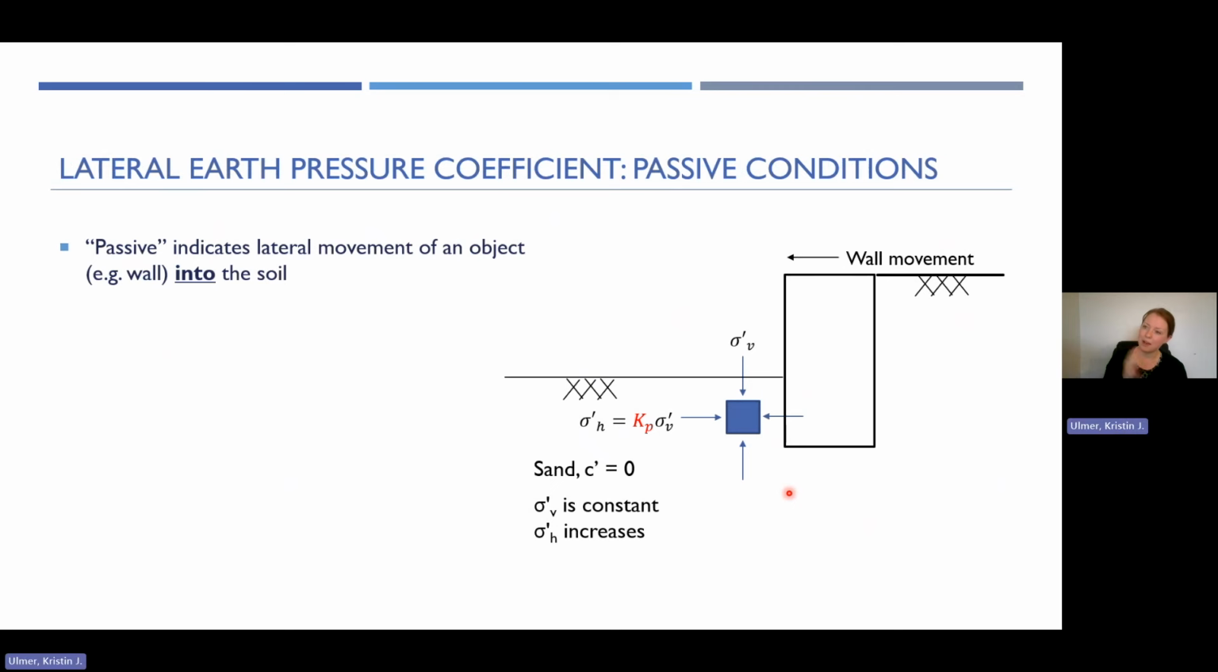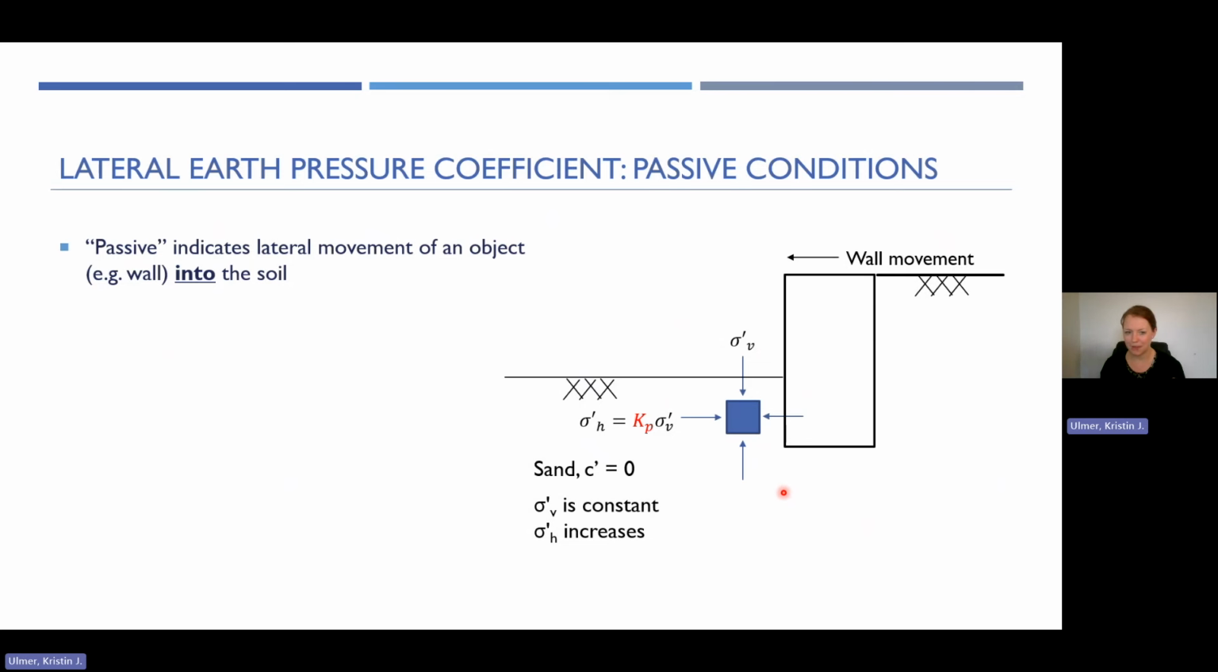So we talked about at rest and active conditions. And I mentioned a third condition. This is passive conditions. Passive indicates lateral movement of an object, like a wall, into the soil. So we talked about no movement of the soil. We talked about an object moving away from the soil. Now we're talking about an object moving into the soil.